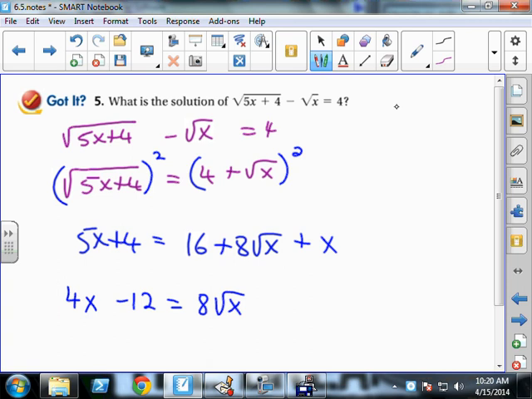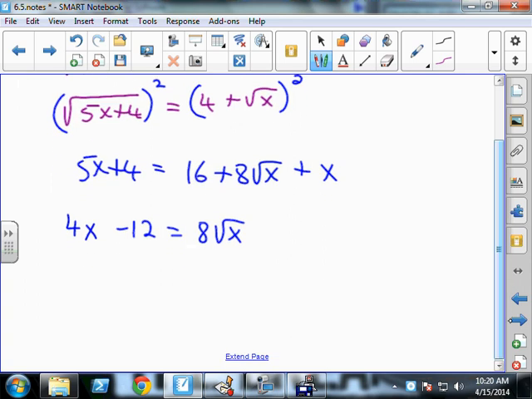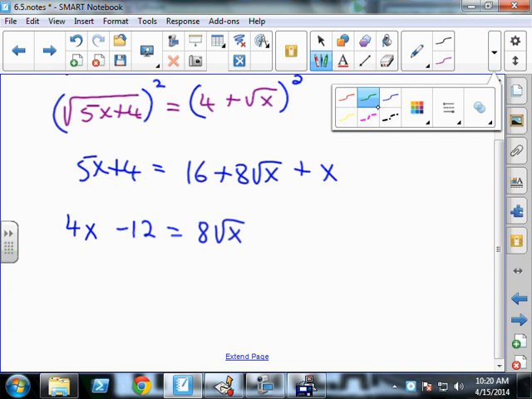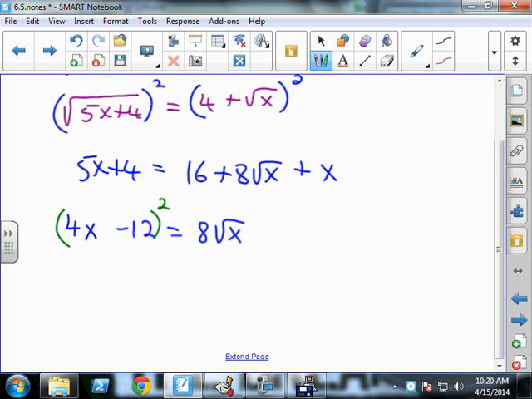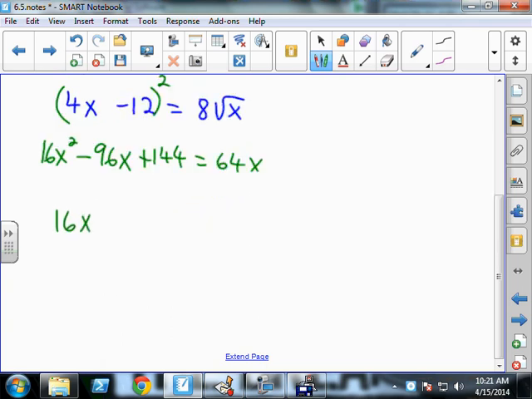Oh, this one gets interesting, doesn't it? Because now when I square, I'm squaring this. So I get 16x squared minus 96x plus 144 equals 64x. So I get 16x squared minus, I think that's going to be 160x plus 144 equals 0.